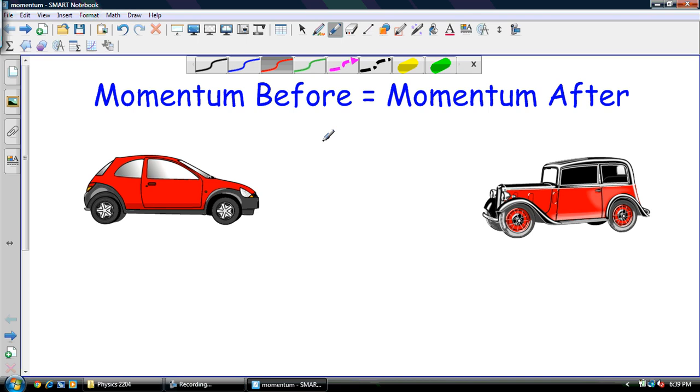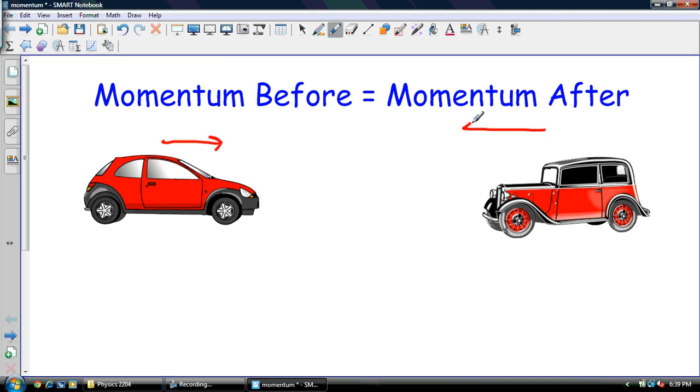Alright, so I've got a situation here where I've got this car moving this way, and this car moving that way. This one has a velocity of, I'll just make up a few numbers here, 15 meters per second and a mass of 500 kilograms. This one has a velocity left of, I'll say, 20 meters per second and a mass of 750 kilograms. Okay, so that's what's happening before.